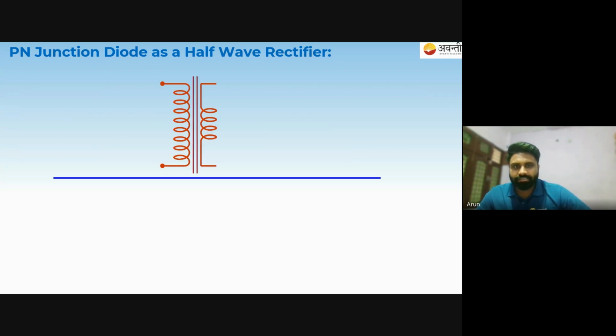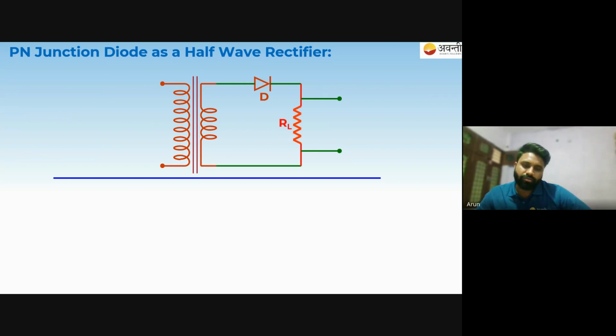So this is the construction of the rectifier. You will see this is the half wave rectifier and this is the source of current, an alternating source of current. This setup is nothing but the primary and secondary coil.